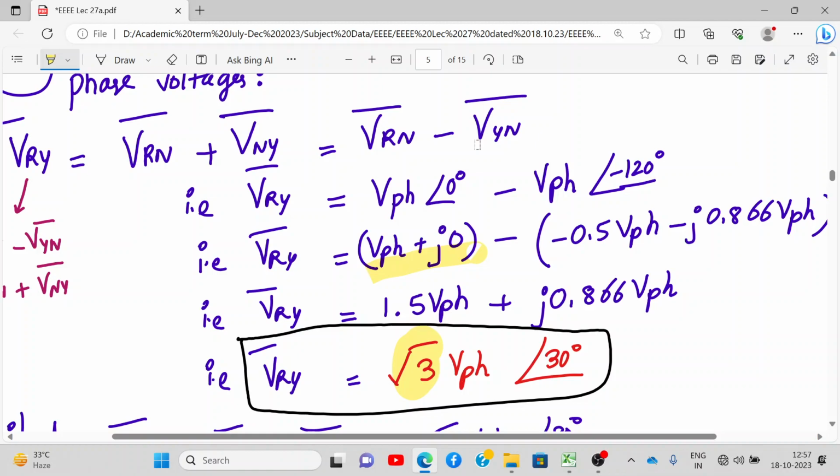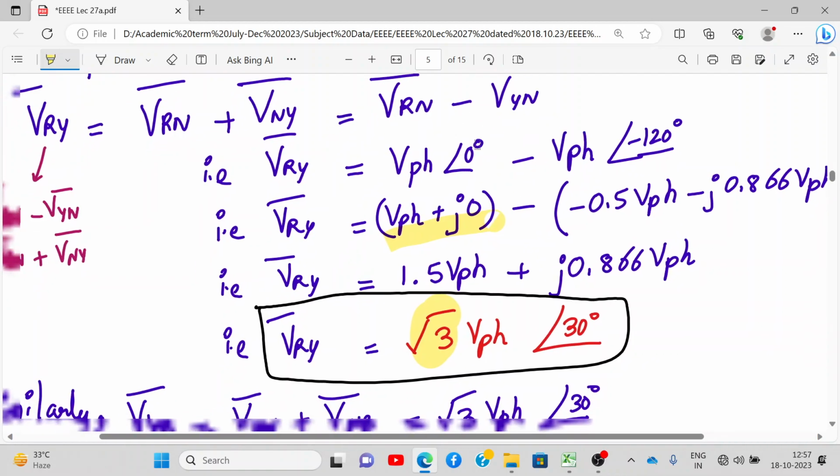Can they ask you in the exam: derive the relation between phase voltage and line voltage for a star connected system? Yes, they can ask you in the exam. Completed? Has one of you checked it in the calculator? Is it the same? All right.